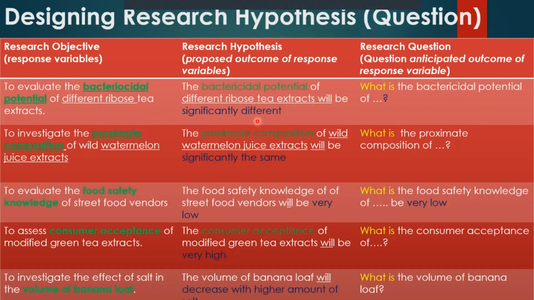You see, this is the outcome that I'm stating: a significant difference between the bactericidal potential of different rooibos tea extracts. So it's telling me that my data analysis will be analyzing the bactericidal potential of different rooibos tea extracts. I can have 5 extracts, then I'll be comparing. So that 5 extracts becomes 5 groups. So I must have groups. This is a cause-effect relationship as well, because the rooibos tea will be directly killing the bacteria. So my independent variable, which is the rooibos tea, must be in groups.